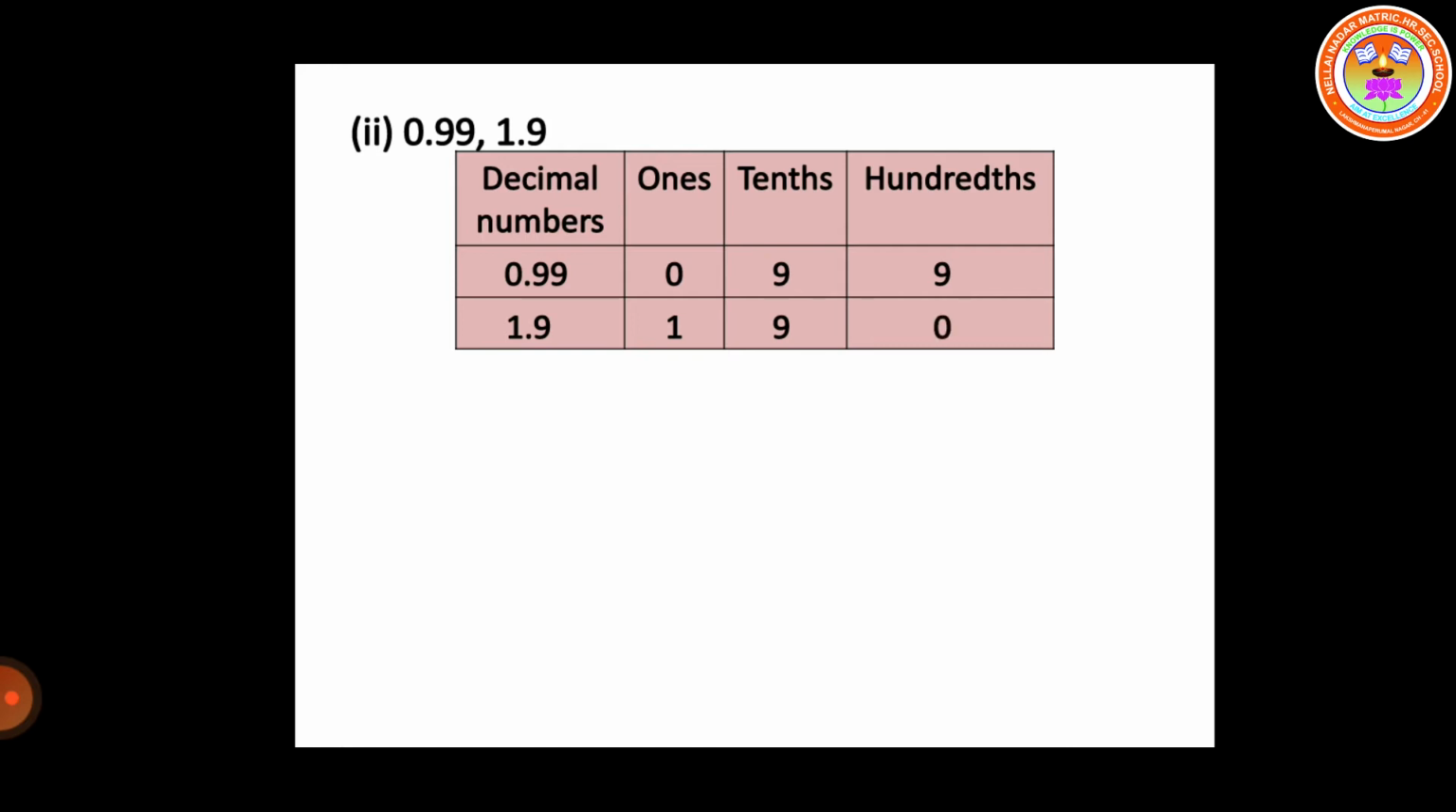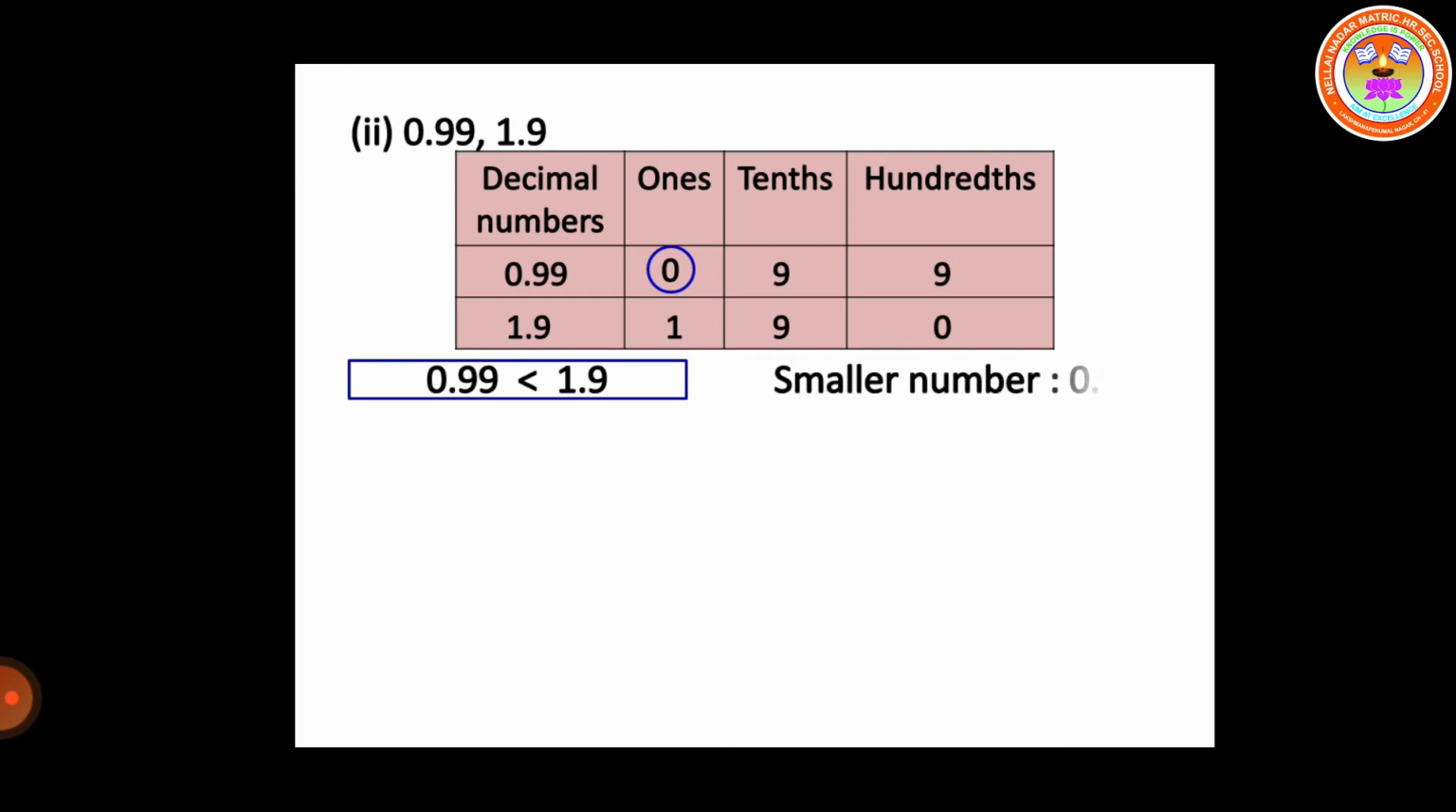So by seeing the ones place values 0 and 1 we can compare and say which one is smaller? 0 is smaller. So our smaller number is 0.99, which is less than 1.9. Smaller number is equal to 0.99. Next one.